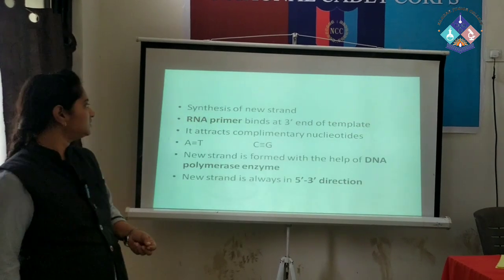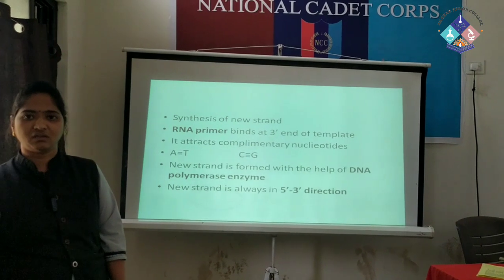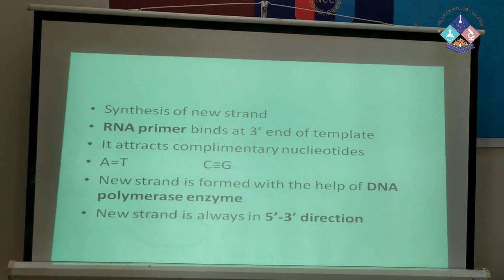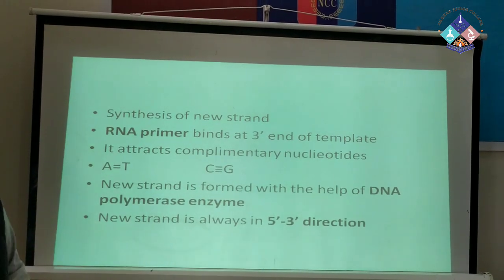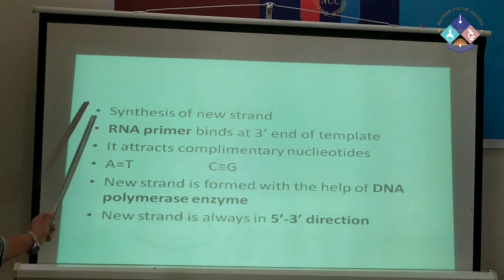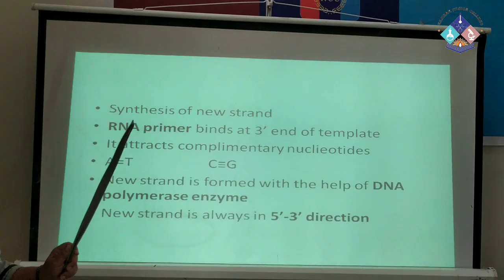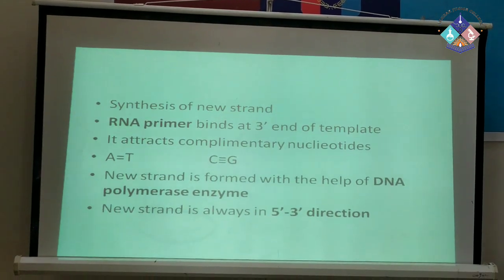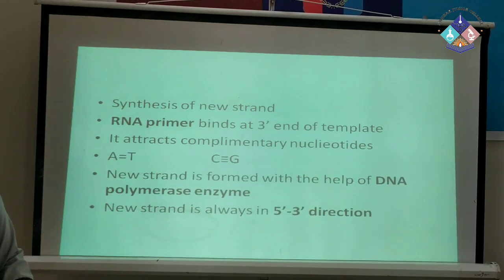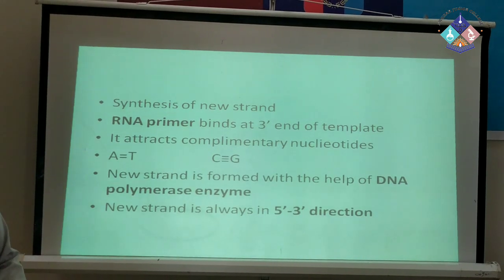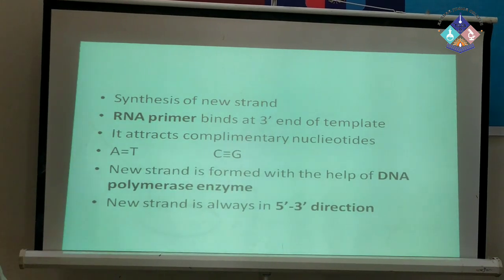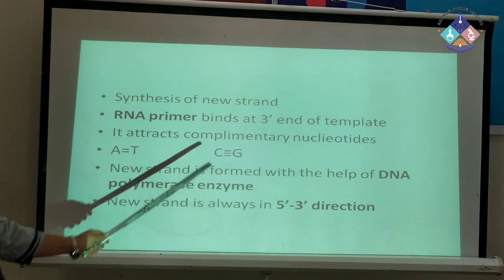Okay, so the next point is synthesis of the new strand. How is the new strand synthesized from the old strand? A very important RNA molecule present in the nucleus is the RNA primer. The RNA primer is a small segment of RNA which is very important for the synthesis of the new strand. This RNA primer binds at the 3' end of the template. As you know, the template means the separated strand of DNA. So the RNA primer binds at the 3' end of the template, and its role is to attract complementary nucleotides from the surrounding.